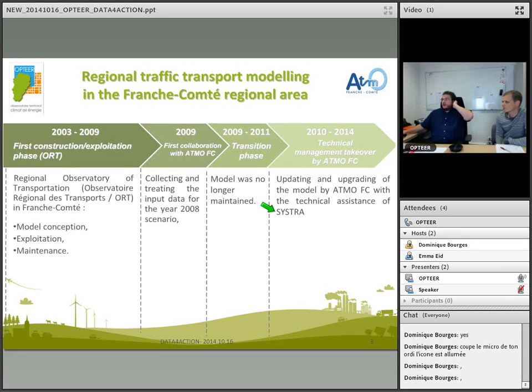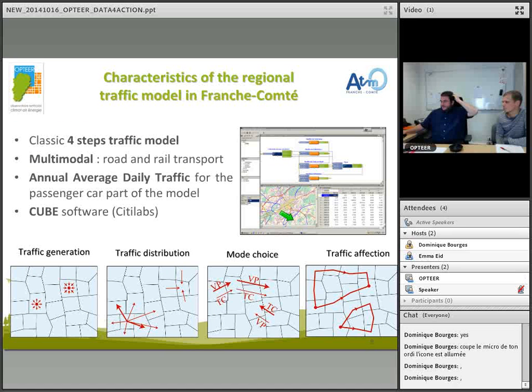They are the people who actually built the first version of the model and have followed it for over 10 years. So we kept them because they are very knowledgeable about it, and they are really the experts in France. Technically, it's Systra, but also MVA. You might have heard about them. They are very well-known experts in France and other countries, in England too, in traffic modeling.